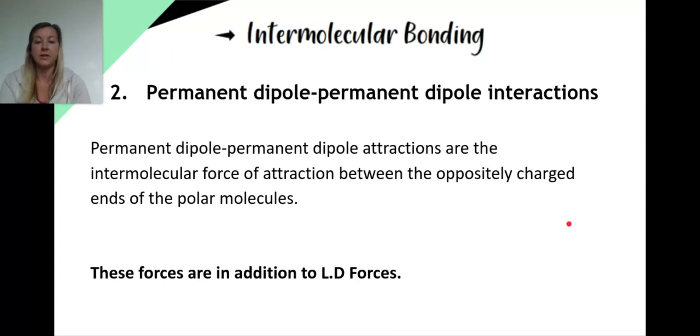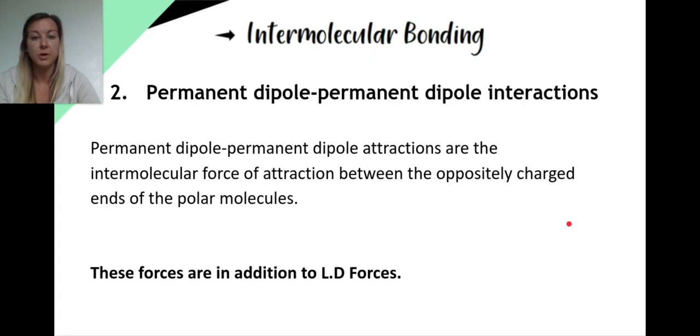If you were looking for a definition of permanent dipole interactions or attractions, whatever you want to call them, they are the intermolecular force of attraction between the oppositely charged ends of polar molecules. So we already know lots and lots about polar molecules. We worked through lots of stuff last week on that. So now it's just incorporating the intermolecular side of things. If you have something that's permanently charged at both ends, then something else similar will be attracted to the positive or negative side of that molecule.